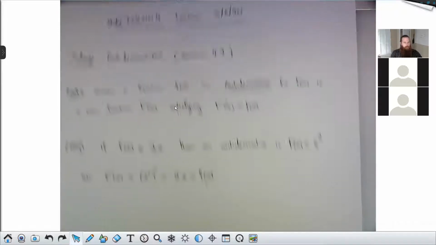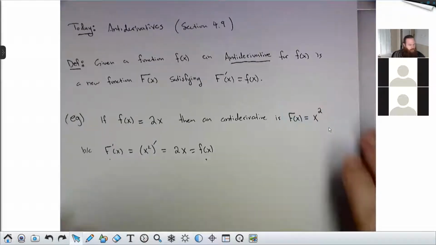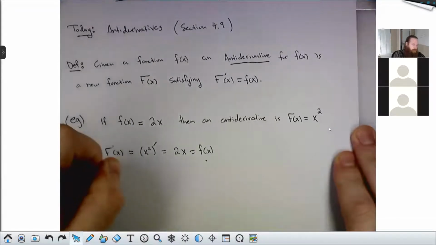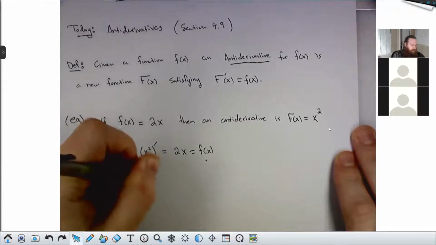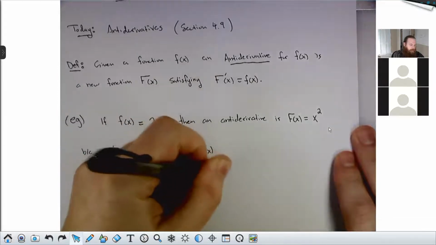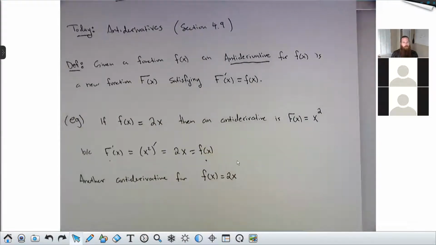Okay, bonus round. Little f has x squared here as an antiderivative. Can anybody think of another antiderivative for this same function, f of x equals 2x? Are there any other functions that have this guy as their derivative?